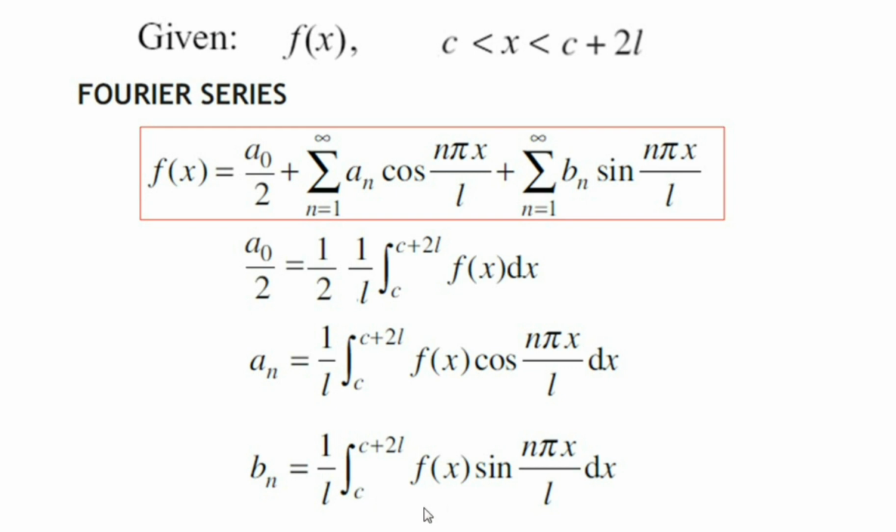After computation, just substitute these values in this series. That is the required Fourier series to the function f of x in the interval c comma c plus 2l, which is the process to obtain the Fourier series to any function of any period.